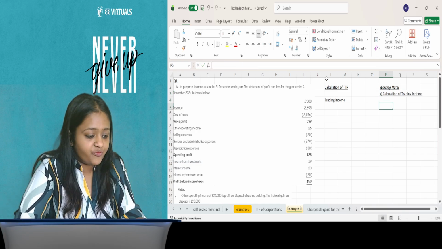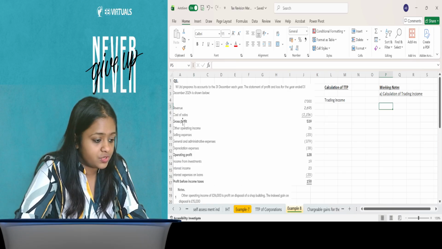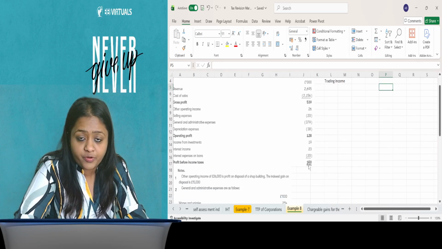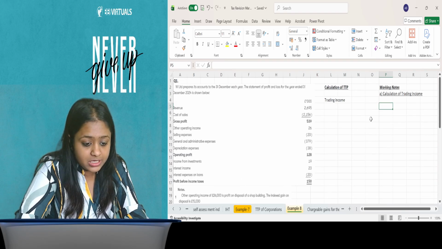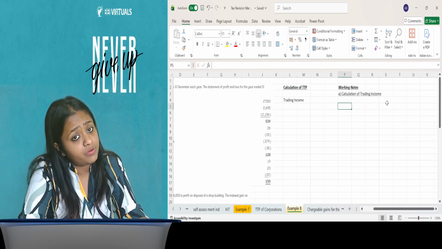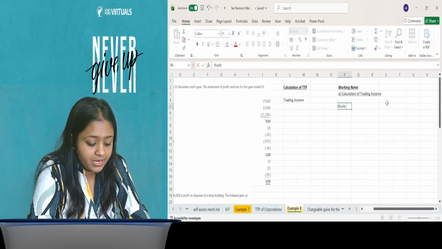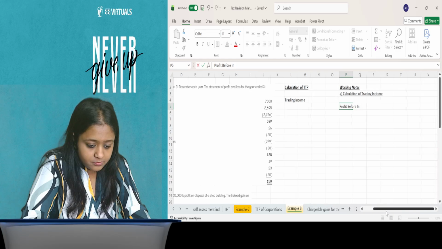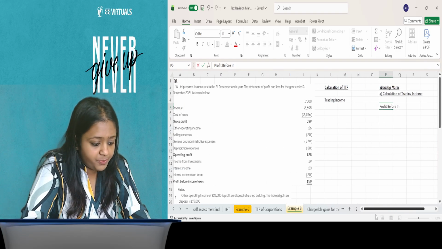Okay, now let's take one by one. So I have revenue, cost of sales, gross profit, other operating income, and all these details are given to us. So we'll start with profit before income tax and make all the changes there. Whatever is disallowed, we will add it, and whatever is allowed will be as it is. So here I will write profit before interest, profit before income tax.